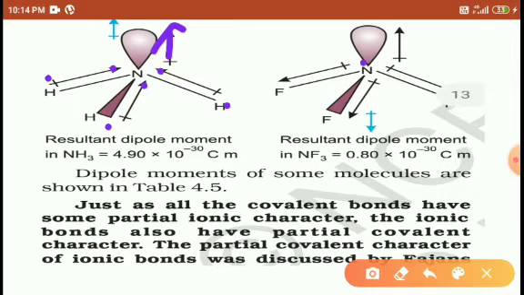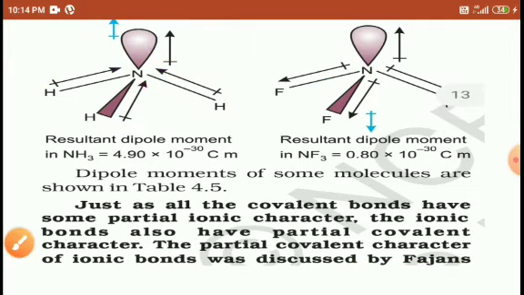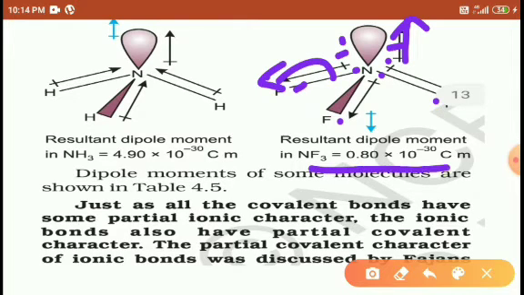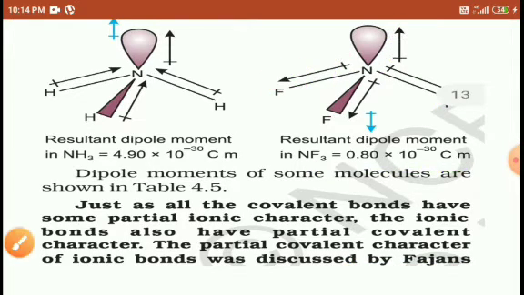But in the case of NF3, the fluorine is highly electronegative, so fluorine is negative and nitrogen positive, in each bond. The lone pair shows an upward direction, and the bond pairs show dipole moments in the opposite direction, so the dipole moment is less here. Right students?